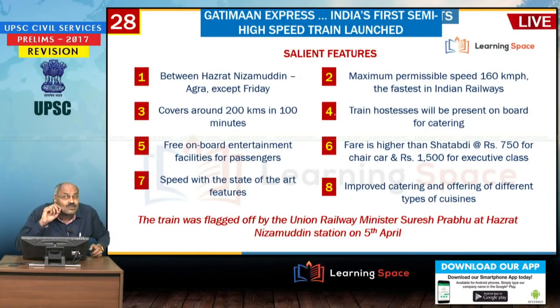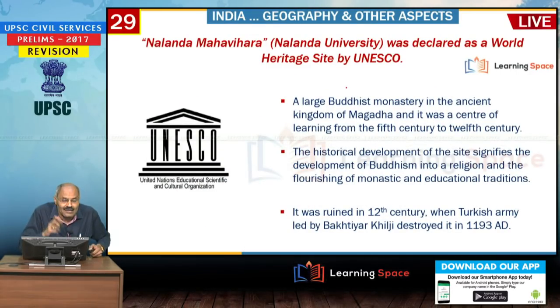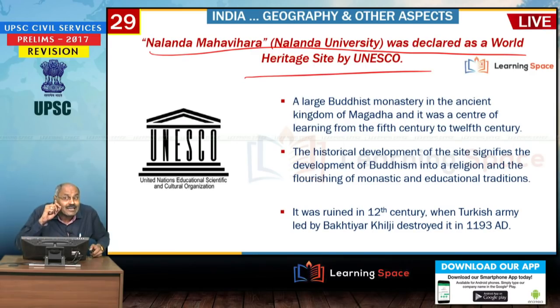Gatimaan Express, please go through this slide. India's first semi-high speed train, and the maximum speed potential is 160 kilometers per hour. And here this is the fastest train as on date on Indian Railways, and this was launched between Hazrat Nizamuddin to Agra.